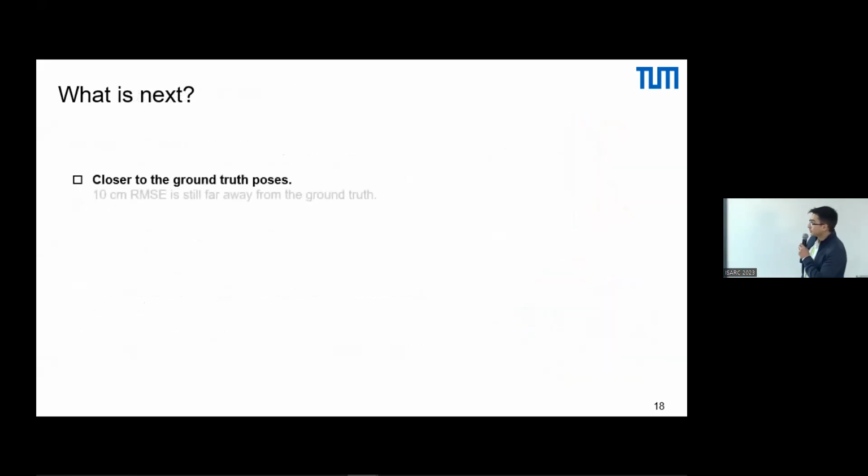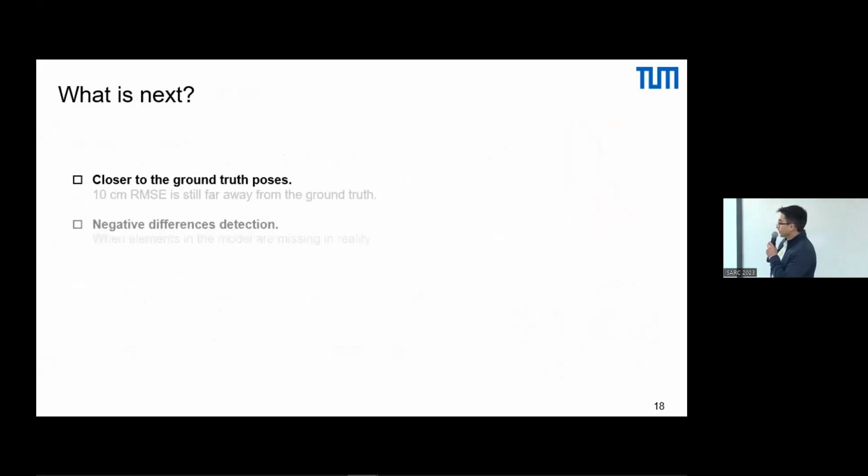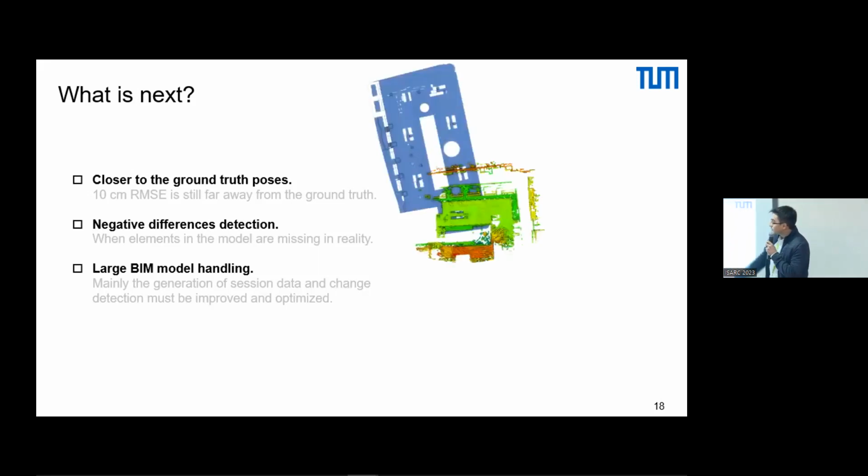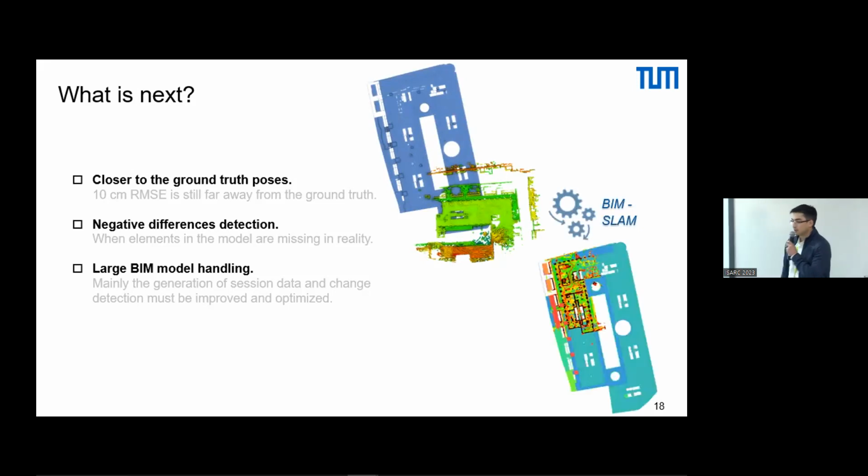In the future, we would like to get closer to the ground truth by reducing our root mean square error, and to be able to detect negative differences, basically elements that were present in the BIM model but are not present anymore in reality, and also to be able to handle large-scale BIM models. For that, we have been working with the newly released BIM-SLAM dataset. See here the BIM and the map created with SLAM, and with BIM-SLAM we can then align and correct it.